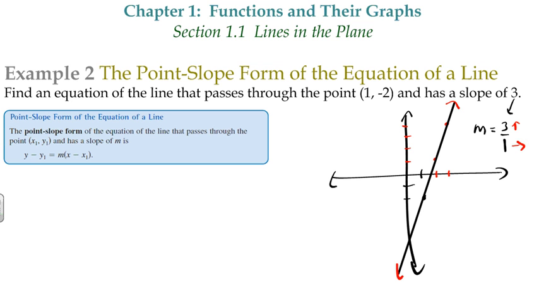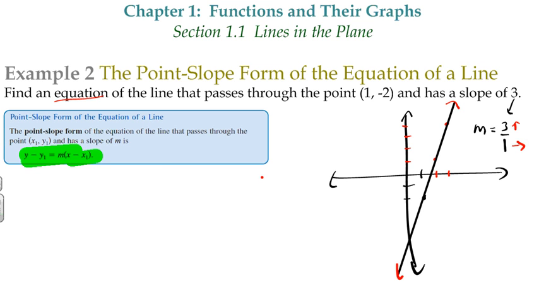However, that's not what the question asks. It didn't say graph this. It just says, find the equation. So what is the equation of this line? That's actually what we're trying to find right now. And this is a really cool formula that you learned in your algebra years. It's called the point slope formula.